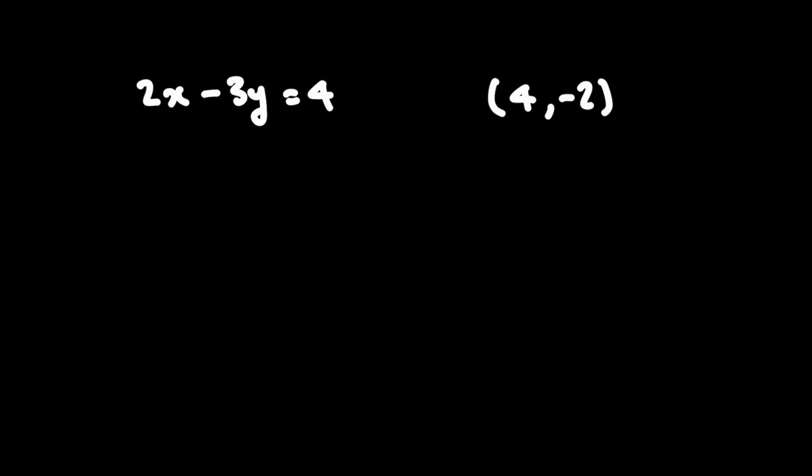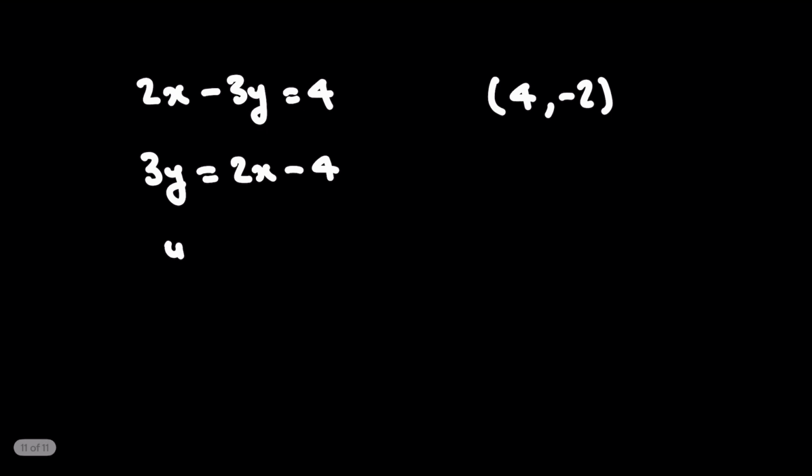So what I'm going to do is I'm going to turn it into slope-intercept form. So I can move the 3y to the other side by doing plus. So 3y equals 2x take 4. And then I can say that y equals 2/3x take 4/3. And so now, because I have it in slope-intercept form, I know that my gradient is 2/3.